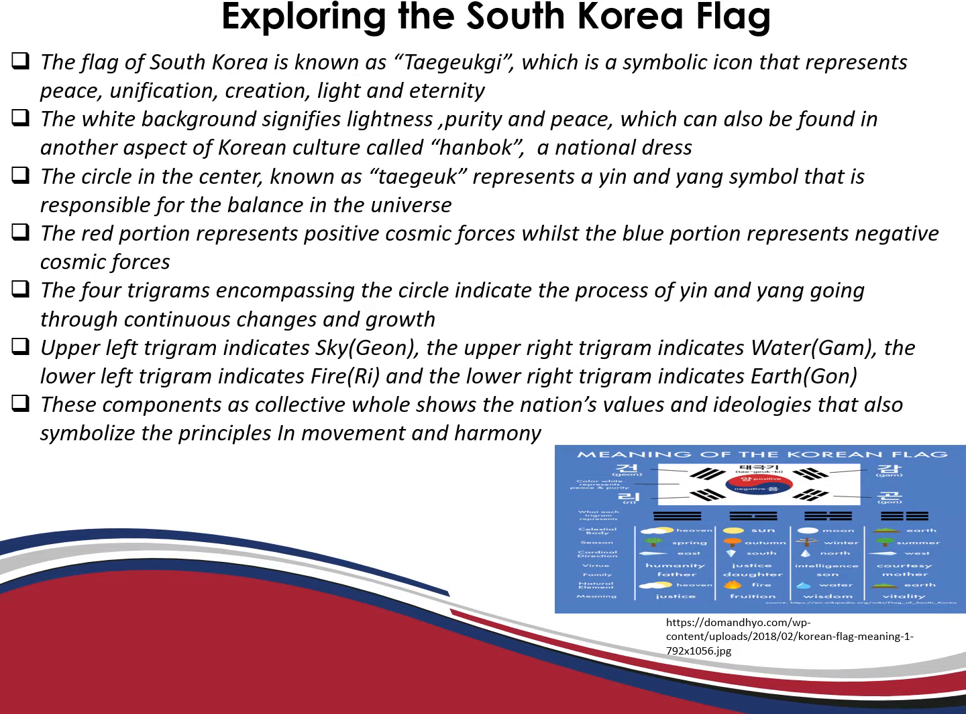The upper left trigram indicates sky, which is known as Gyeon, while the upper right trigram indicates water, which is known as Gam. While the lower left trigram indicates fire, which is known as Re, and last but not least, the lower right trigram indicates earth, which is known as Gon. These components overall show the nation's values and ideologies that also symbolize the principles in movement and harmony.